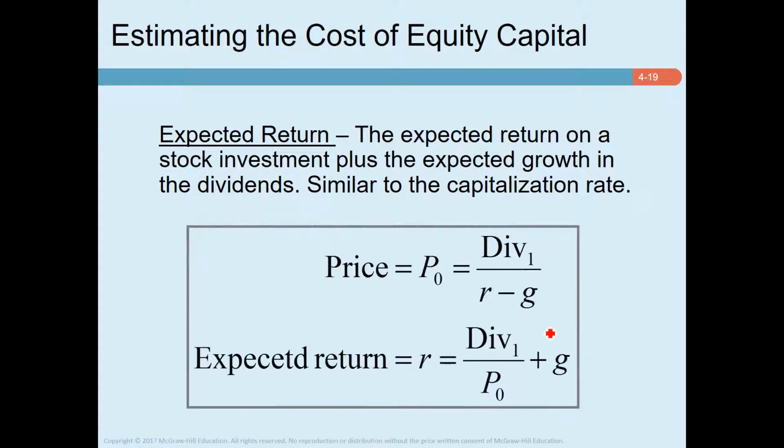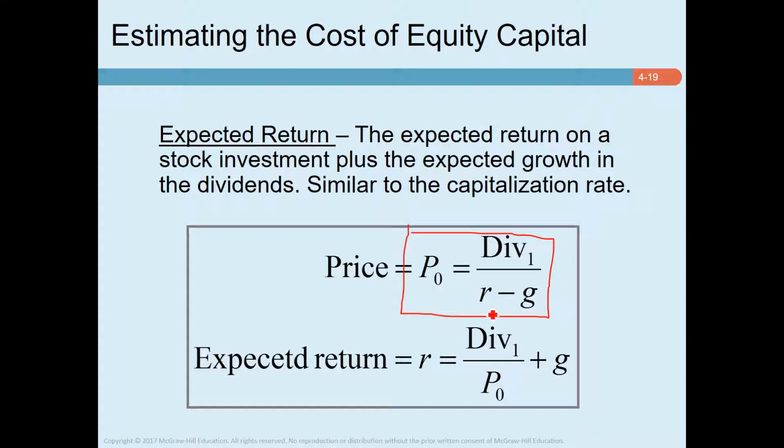Hello everyone. In this video, we discuss estimating the cost of equity capital. So we are already familiar with these two formulas. First of all is the price of a stock. This is dividend 1 divided by the required rate of return minus g. So this is the value of a stock when dividend is expected to grow at a constant rate.